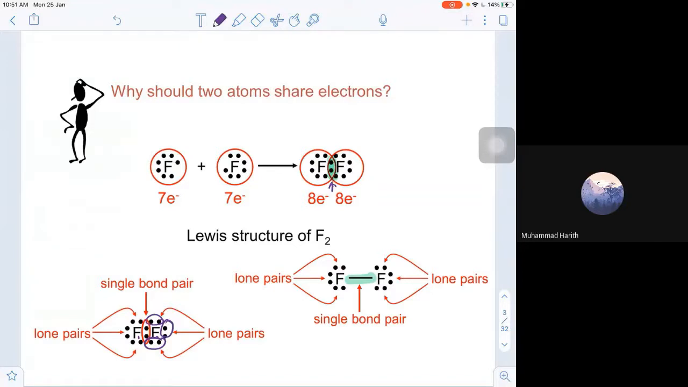And then the electron pair that they shared, this electron pair that they share is what we call the bonding pair. So if we refer back to this one, after we replace the shared electrons with the single bond, we see that the first fluorine has one bonding pair and 3 lone pairs. The second fluorine also has 3 lone pairs and 1 bonding pair.